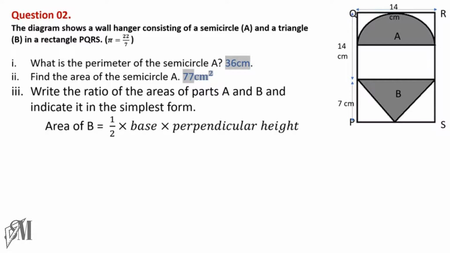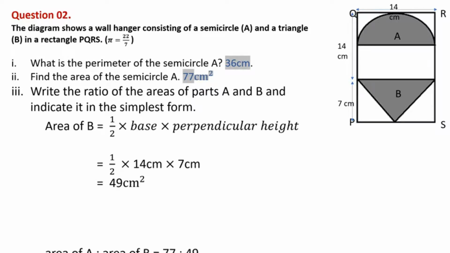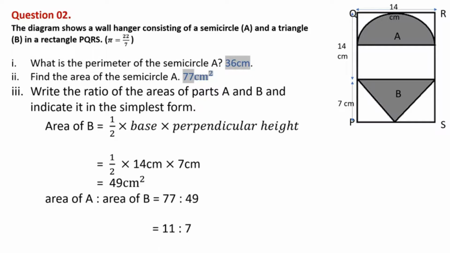So half into base, which is 14, and height can be taken as 7 centimeters. Once you multiply, you get the answer as 49 square centimeters. That is the area of the triangular part. But we need the ratio. So when we write the ratio, it will be 77 is to 49, but we need it in the simplest form. You know both 77 and 49 can be divided by 7. So the simplest ratio between the areas of A and B is 11 is to 7.